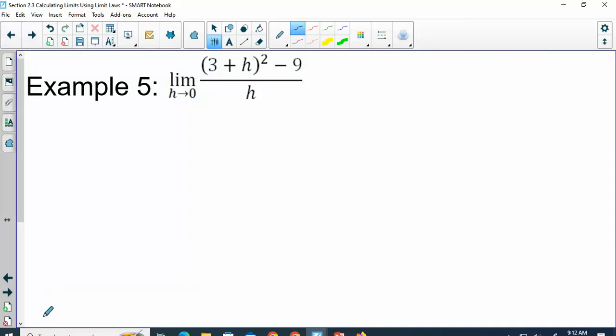Let's look at this one. First question, always check. Can we just plug in? No. Why? H is 0, and we can't have 0 on the bottom. So if you are getting 0 on the bottom, you cannot plug in. So we have to figure out something we can do to essentially cancel that H off the bottom. What are your thoughts?